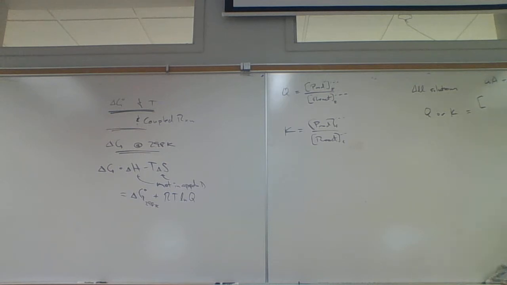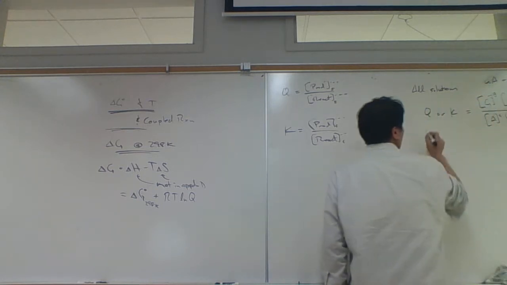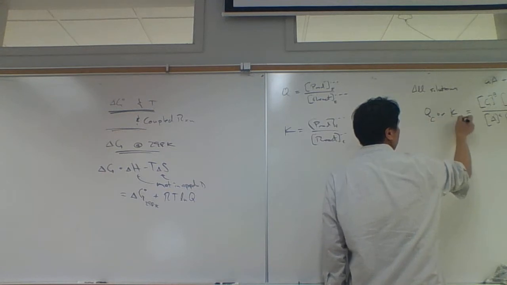And so I'll just take my products. The first product would be G, and the coefficient is little g, so I'll raise it to the little g power. My second product is capital H, and the coefficient is little h. I just do that for all the products, and then I'll go to the reactants. The reactants would be A raised to little a, B raised to little b, etc. And then we're going to label this Qc or Kc. The c stands for concentration.